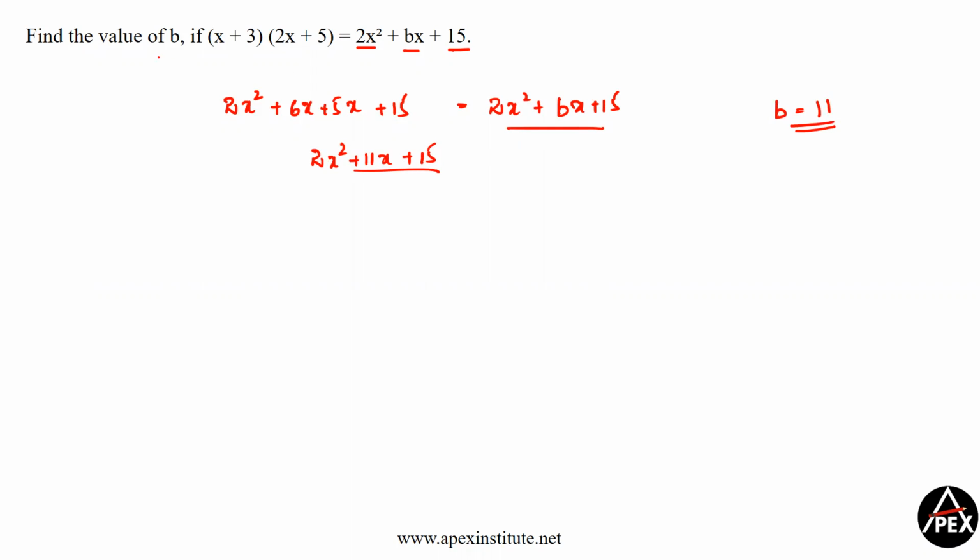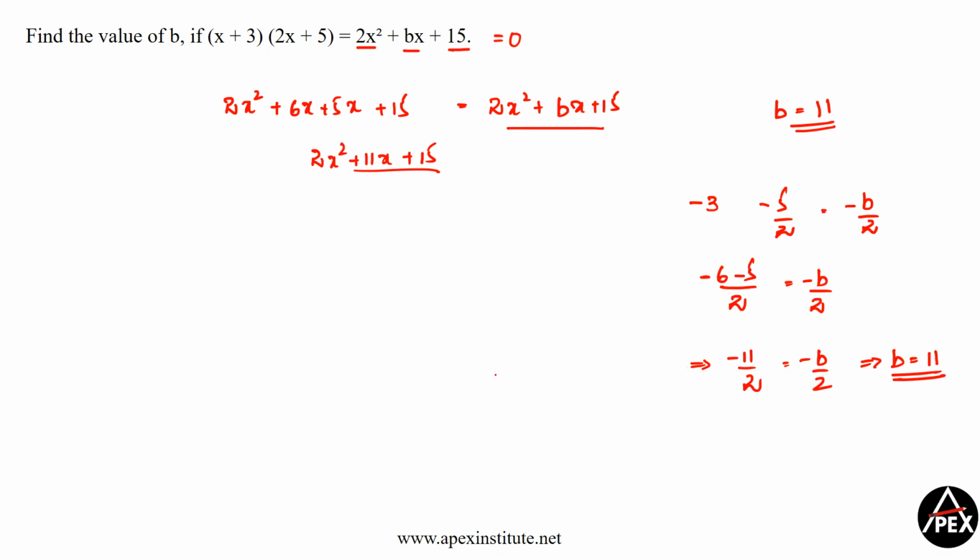Otherwise, if x plus 3 and 2x plus 5 are the roots of this equation, so if I equate this to 0, the roots of the equation will be minus 3 and minus 5 by 2. And the sum of these two should be equal to minus b by 2. So this is nothing but minus 6 minus 5 by 2 is equal to minus b by 2. This implies minus 11 by 2 is equal to minus b by 2, so b is equal to 11. So the answer for this question should be 11.